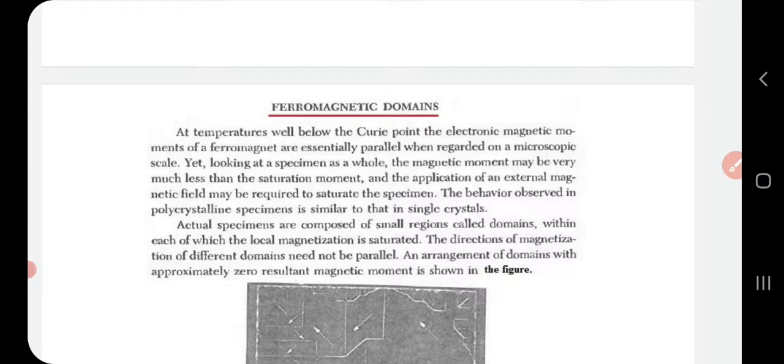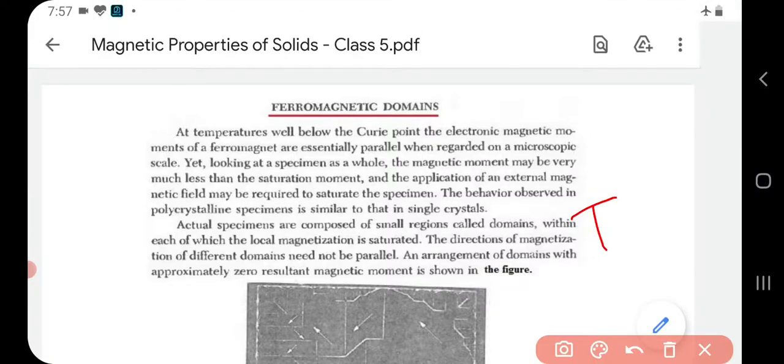The meaning of that paragraph is that at temperature below the Curie point, T less than Tc, magnetic moments in the case of a ferromagnet will be parallel. That is, they will be aligned in a parallel direction, or in the direction of the field, when you are looking at it on a microscopic scale, not on a macroscopic scale. That is, from a small field of view.